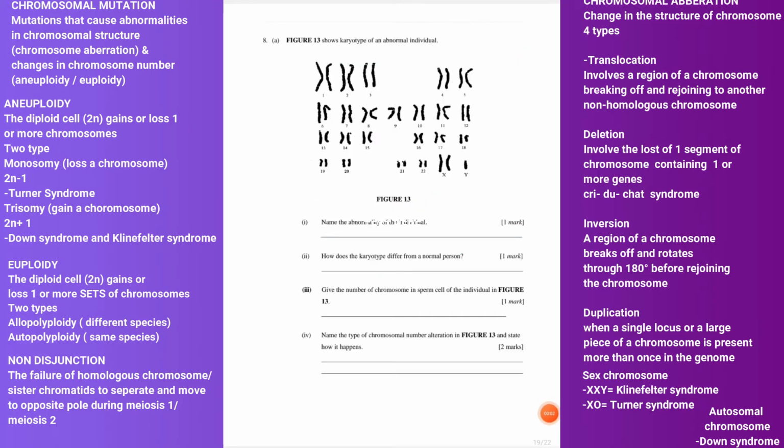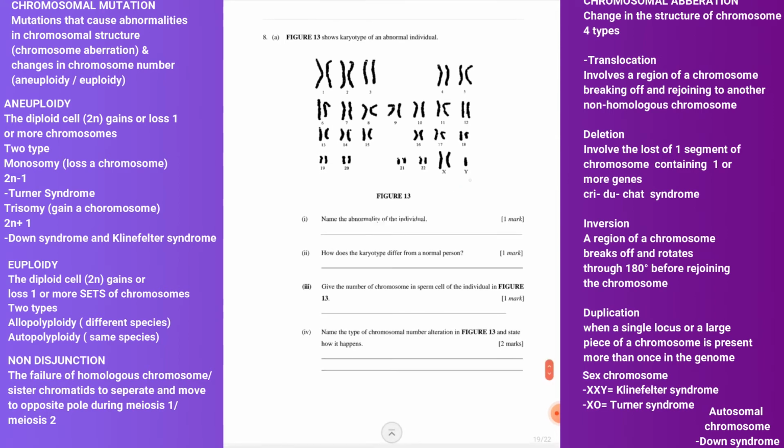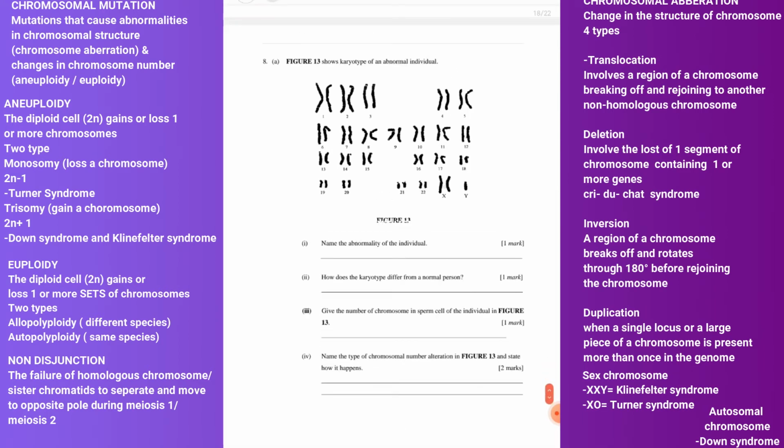Number 8, figure 13 shows the karyotype of an abnormal individual. Name the abnormality of the individual. All the autosomal chromosomes will be fine, all in pairs, but look at the sex chromosome. There is an extra X chromosome here, an extra chromosome at the sex chromosome.